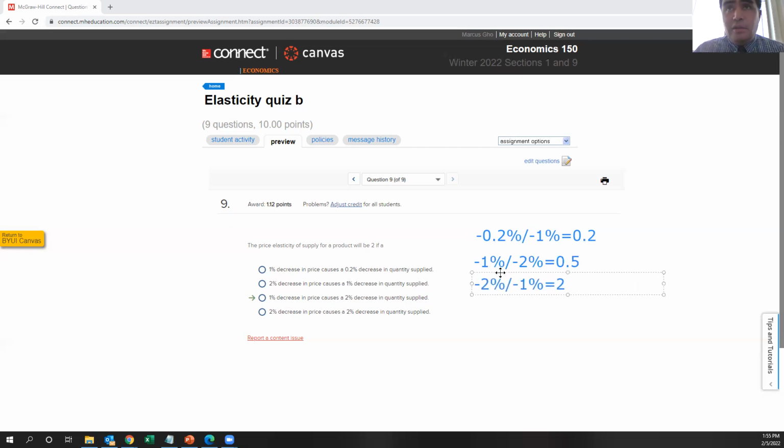But just for giggles, let's do this last one as well. We're looking at how much the quantity changes, negative 2% divided by negative 2%, and that's equal to 1. So we just calculated each of the elasticities, and it's asking which one has a price elasticity of supply of 2. That's this one right here, the third one, when we do the math.